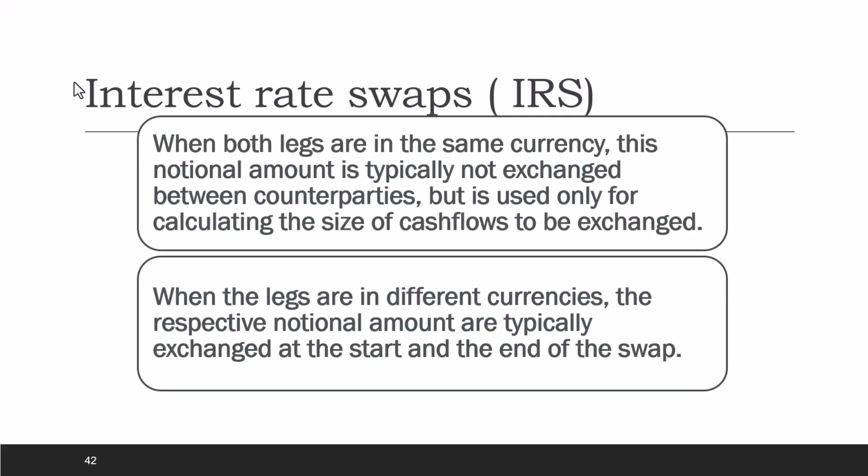When both legs are in the same currency, the total amount is typically not exchanged between counterparties, but used only for calculating. So that notional amount is not changed. Only the interest rates are swapped. Next: when the legs are in different currencies, the respective notional amounts are typically exchanged at the start and the end. So when there is a cross currency swap, then the notional as well as the principal amount, I mean principal as well as interest, are exchanged.